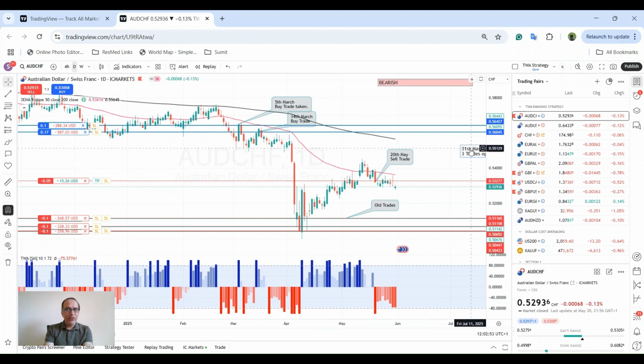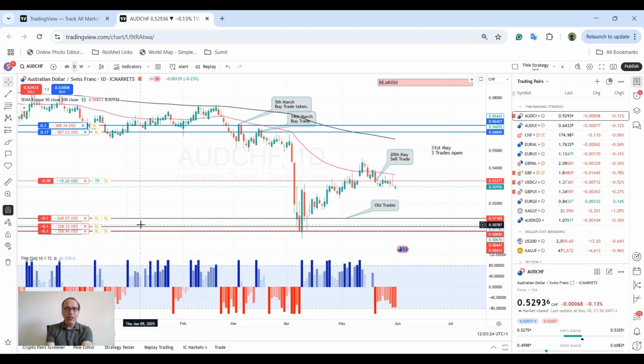You do see a bunch of trades that are open. There are three recent trades which I'll talk about, and then there are some old trades which are open as well, right? So you will have a bunch of trades open at the same time. So make sure that your margin requirements are always taken care of, or you keep those at the front of your mind.